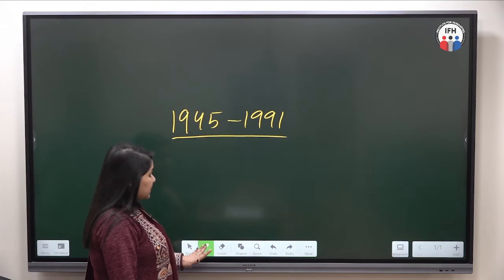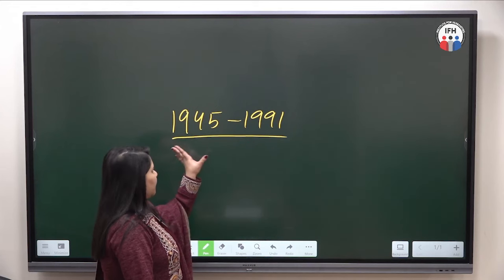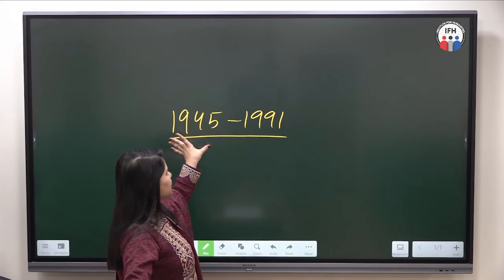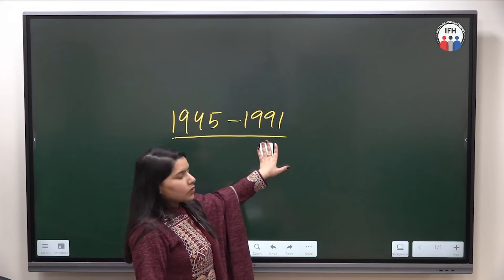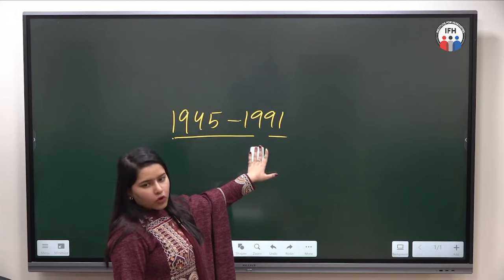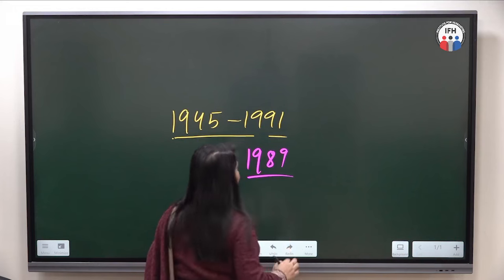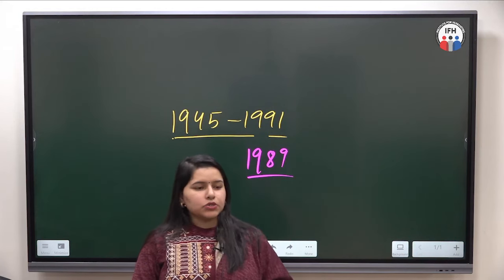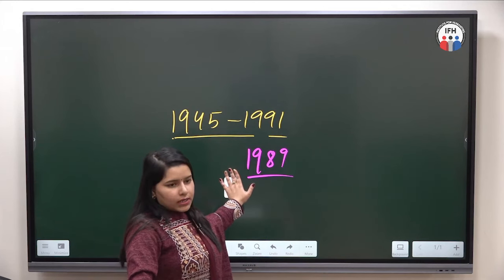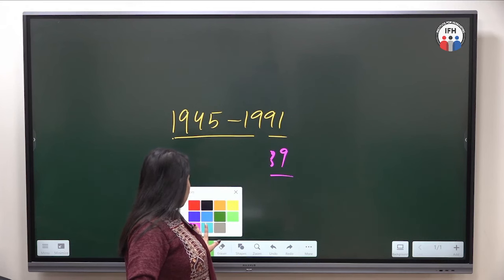1945 to 1991. But this is not the final date. Why? Because many say that the Cold War started after this. Even on the starting date there is not much confusion, but on the end there is a lot of confusion, because the Berlin Wall fell in 1989, and many historians and scholars argued that with the fall of the Berlin Wall, the Cold War ended, right? This much is clear.